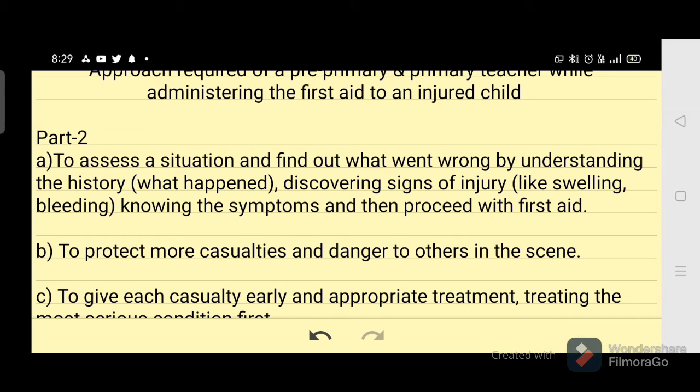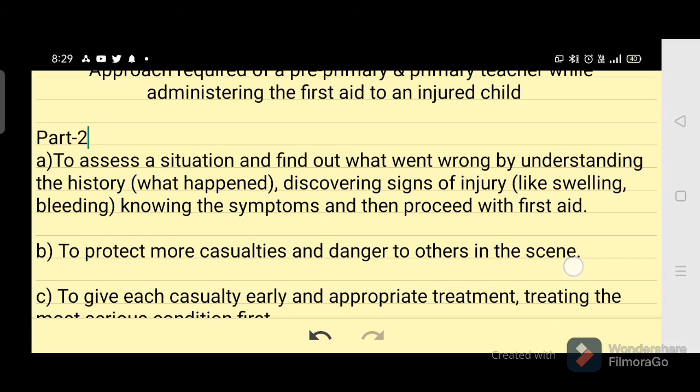it happened, and what are the symptoms, and then you should choose, select, or decide what first aid to be given. And the second point is to protect more casualties and danger to others in the scene. And that means the teacher has to see that there are fewer casualties as much as possible.